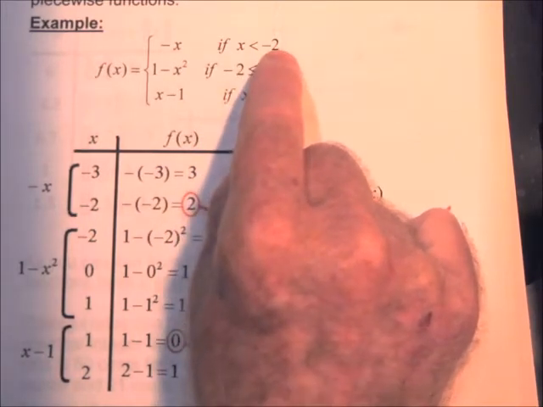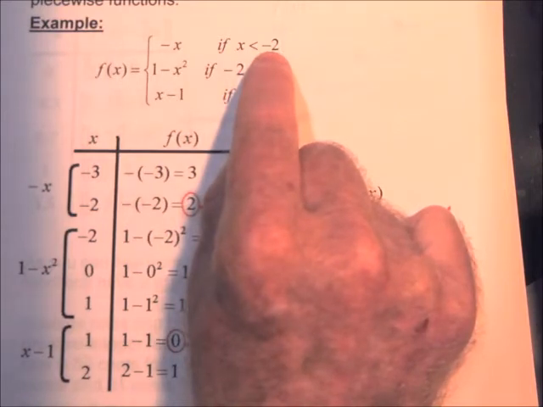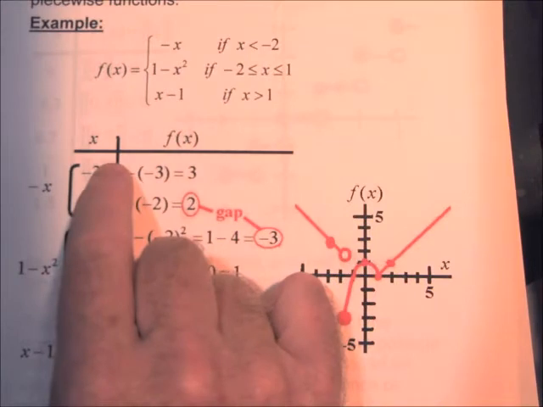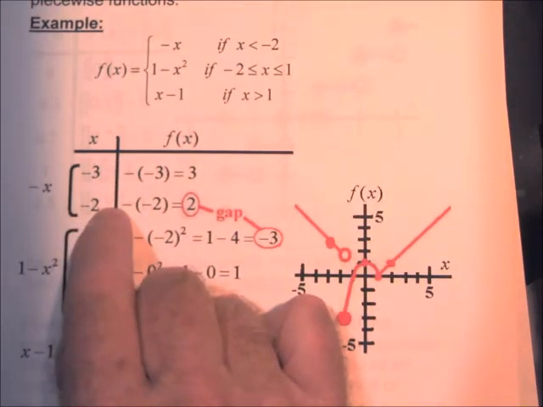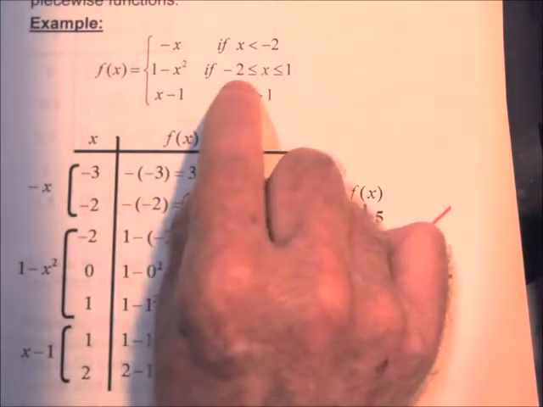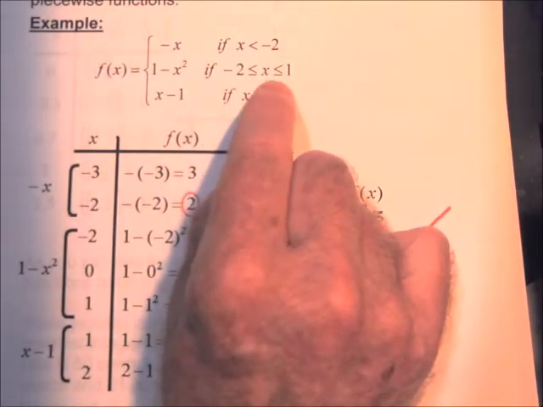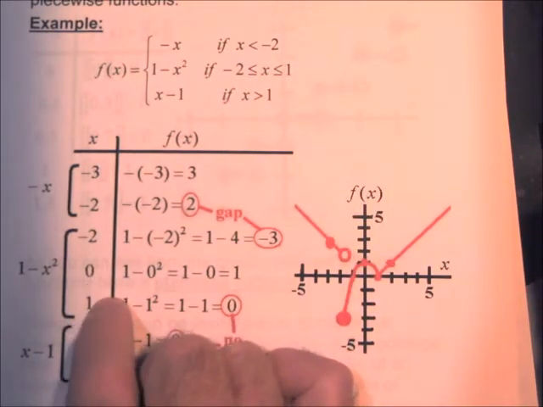So we're going to use negative 2 on both of these formulas here, and then we need one other point, let's say negative 3, one other number that's less than negative 2. So I'm going to pick negative 3 and negative 2 for the first formula. For the middle formula, again, I want to include the 2 boundary points, negative 2 and 1, and also at least one point in between. So I'll say negative 2, 0, and 1.